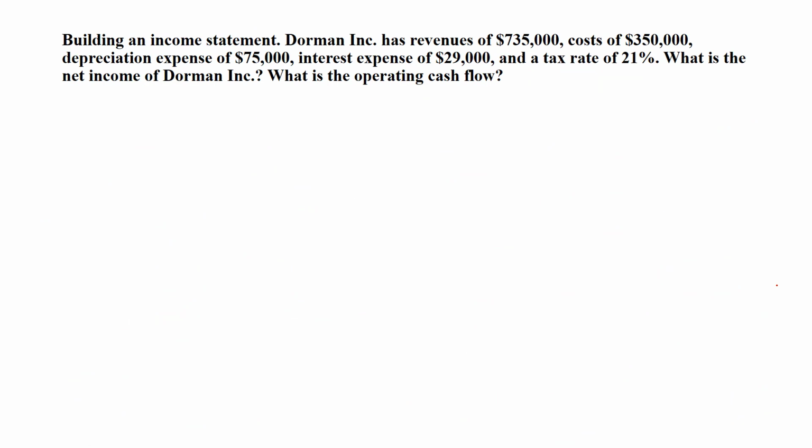Now we're going to build the income statement. Still using Dorman Incorporated. They have revenues, cost of goods sold, depreciation expense, interest expense, and a 21% tax rate. So first we're going to calculate the net income, and then we're going to calculate the operating cash flow. So we have to set up the income statement. And the income statement uses the formula revenues minus expenses equals net income.